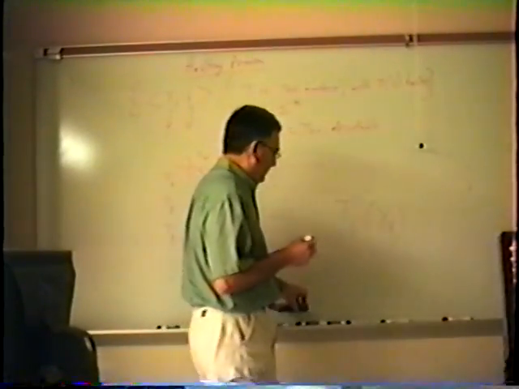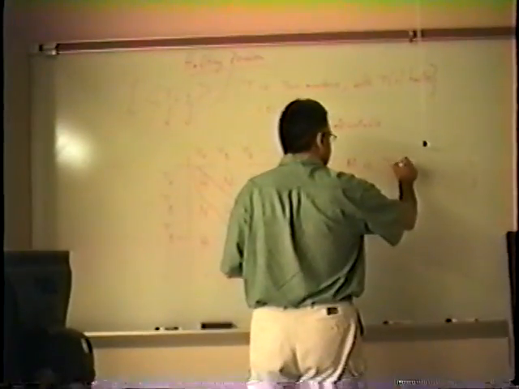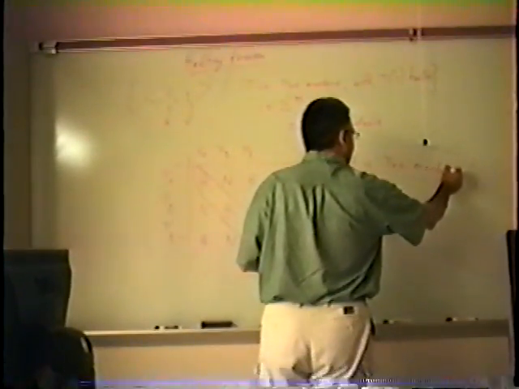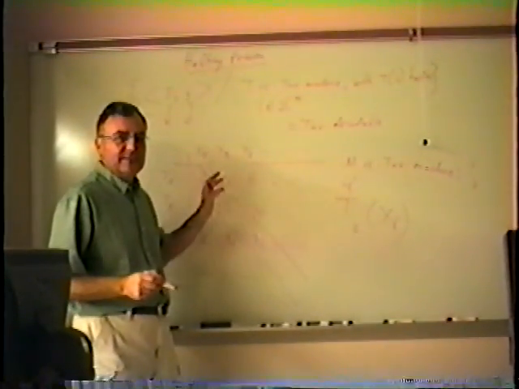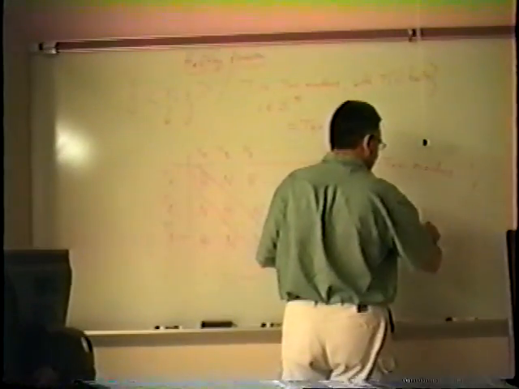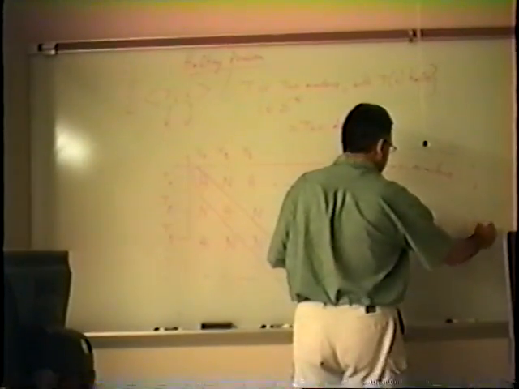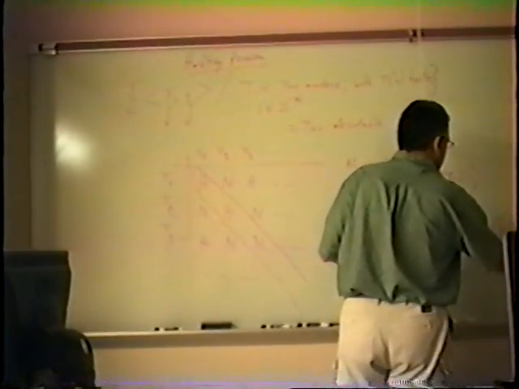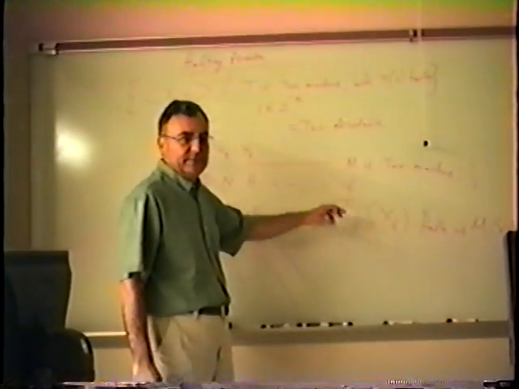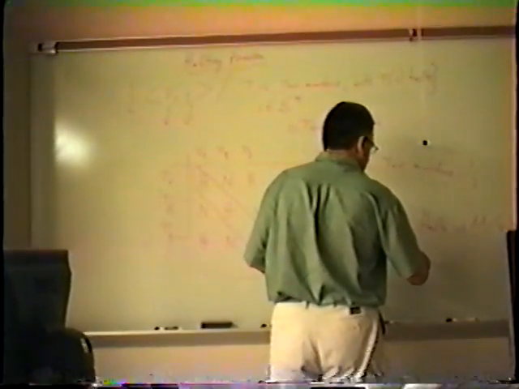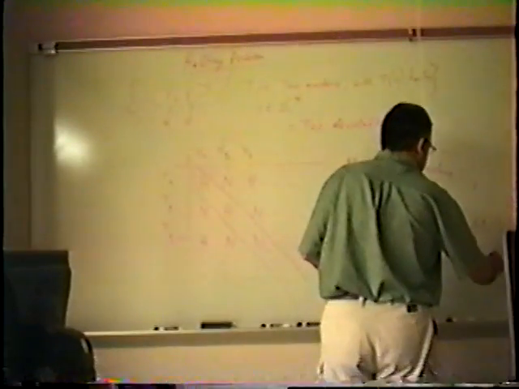So build a machine, M, such that if Ti on input Xi halts, then my machine on input Xi does not halt. And if Ti on Xi does not halt, then this machine on Xi will halt.